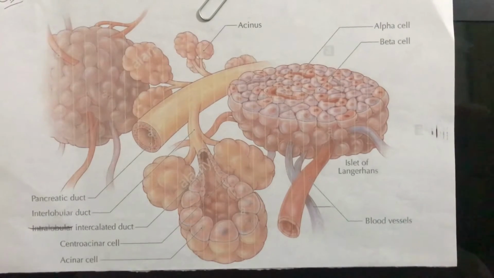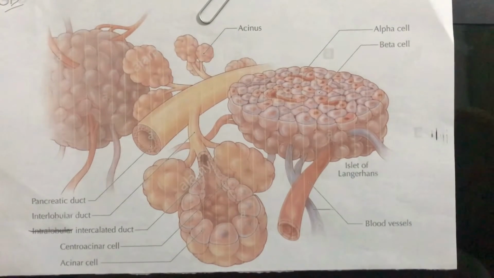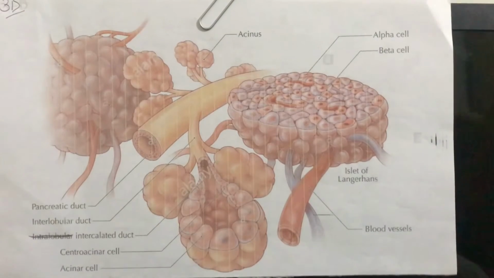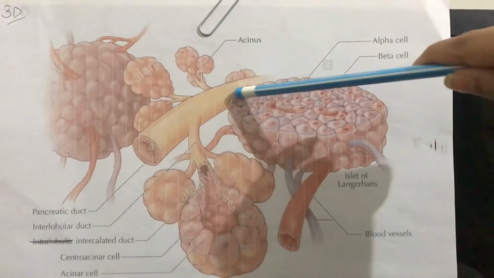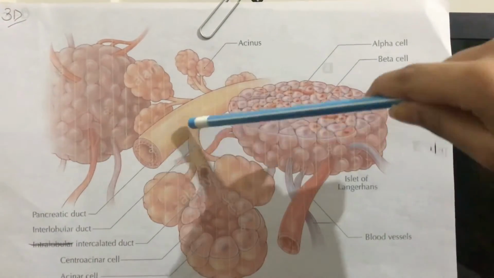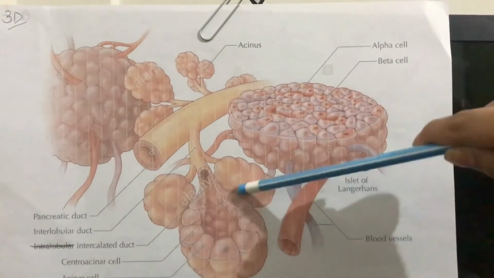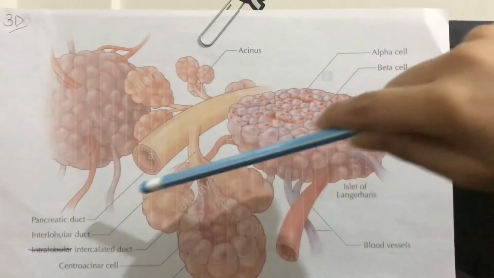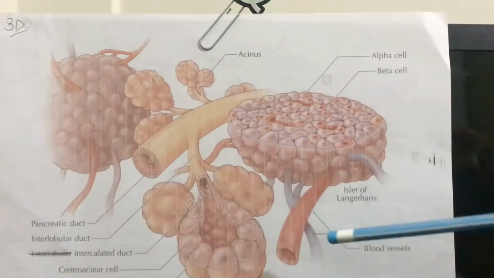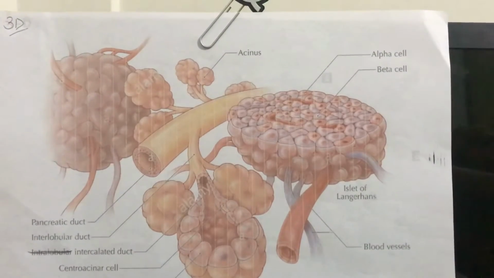This is a 3D picture of inside of pancreas. These are islets of Langerhans. This is main pancreatic duct. These are short ducts. These are acinus. These are blood vessels. All these.